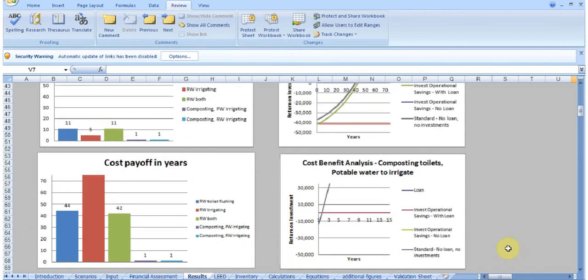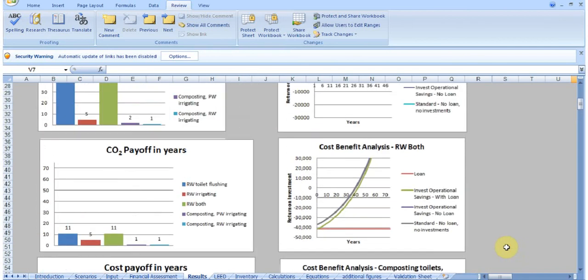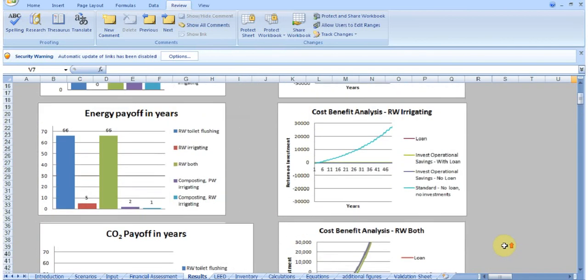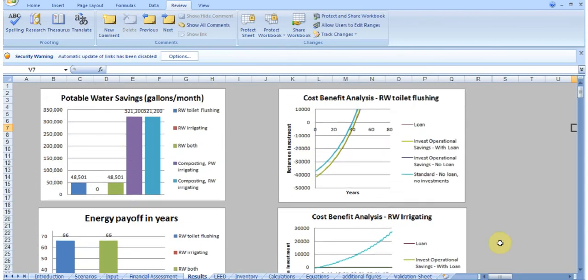Now focusing on the graphs on the right, these are detailed cost-benefit analyses of different situations you can have for each implementation scenario. The legend shows a loan, investment operation savings with a loan, investment operation savings without a loan, and your standard baseline scenario with no loan and no investments.